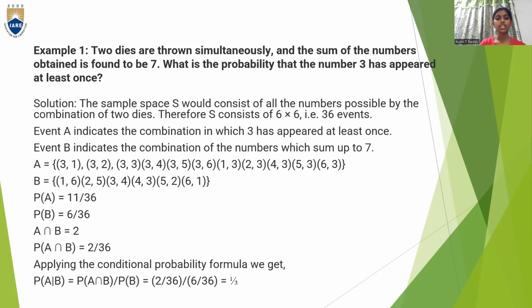Why is A intersection B 2? Because we have two conditions satisfying both condition A and condition B. So A intersection B becomes 2, and P of A intersection B becomes 2 by 36. That is, the number of favorable conditions is two, out of a total of 36.